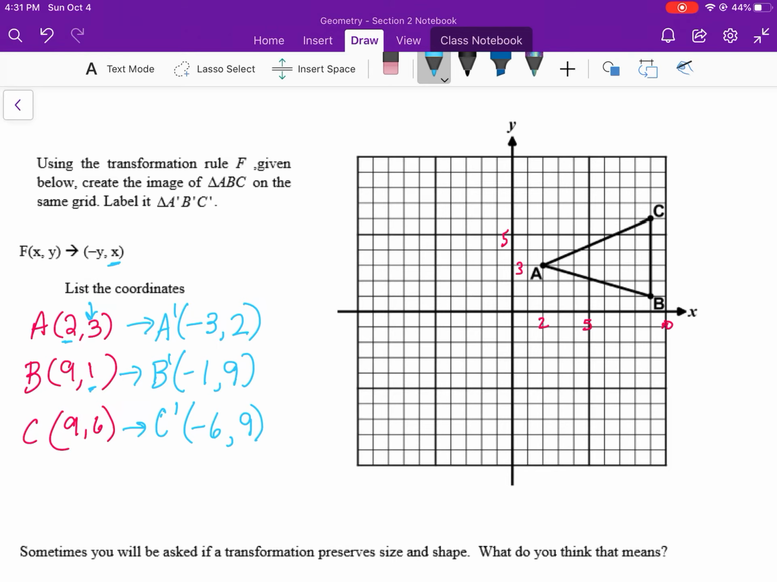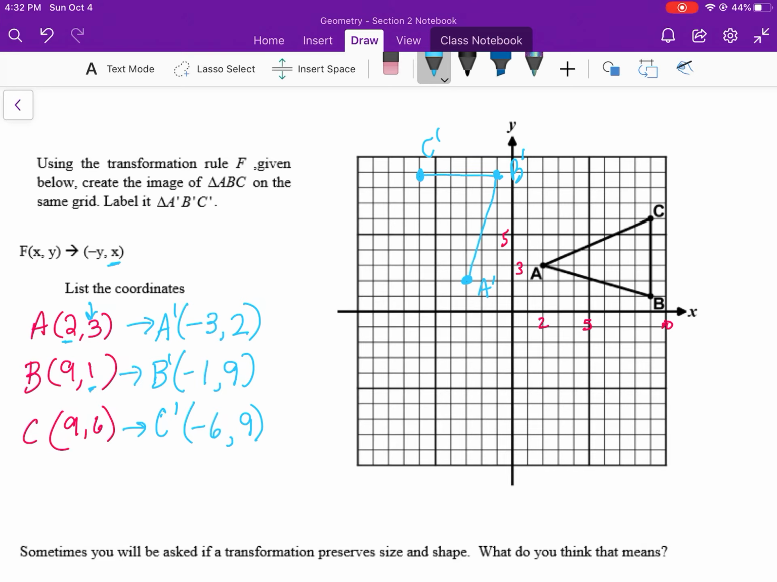So now I have to graph these points on the same set. 1, 2, 3, negative 3, 2. Here's a prime. Negative 1, 9. This is b prime. And c prime is negative 6, 9. This is C prime. So I have a new triangle.